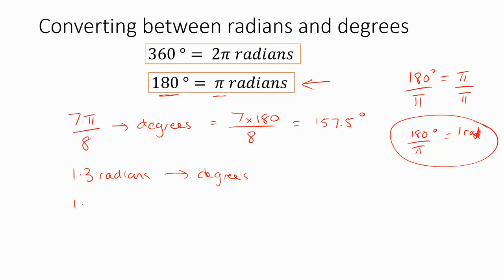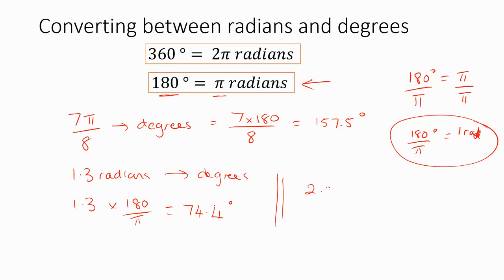So if I've got 1.3 radians, so more than 1 radian, I'm going to times that by 180 over pi, and if I put that through my calculator, I get 74.4, or I think it's 4 degrees. I'm not quite sure about that, but you can check that one. Okay, I'll do another one.